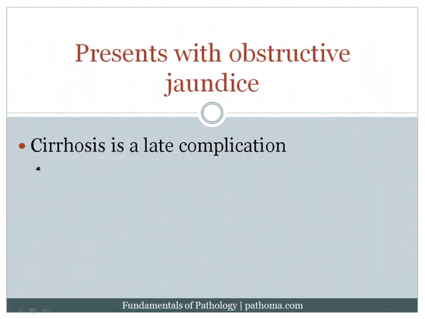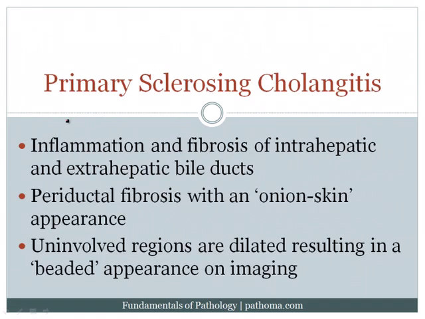The patients present with obstructive jaundice, and that's because you're knocking out the bile ducts, and cirrhosis is a late complication. With all of that obstruction, eventually you get liver damage, which can then lead to cirrhosis, and hence the name primary biliary cirrhosis.